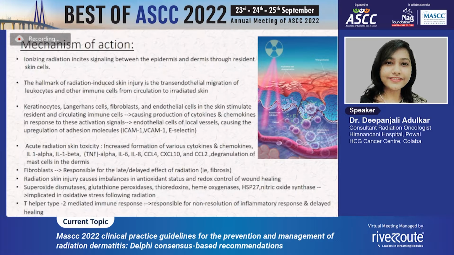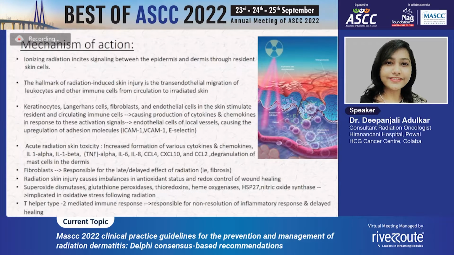Acute radiation dermatitis, or acute radiation skin toxicity, is because of the various cytokines, chemokines, and interleukins which bring about the response. Whereas in chronic radiation dermatitis, it is more the fibroblasts which play a role. There are various enzymes thought to be involved in the process of radiation injury, and it is mostly because of the imbalance caused by the antioxidant and redox control over wound healing. It is also said that the T helper type 2 mediated immune response is responsible for the non-resolution of the inflammatory response and the delay in wound healing.